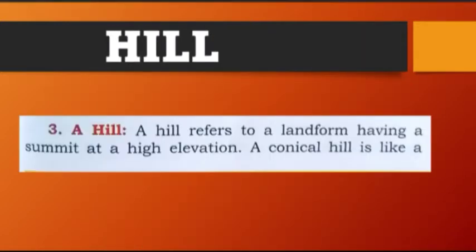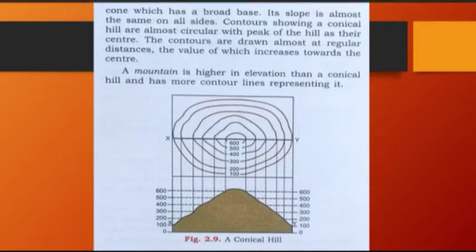Now a hill refers to a landform having a summit at a high elevation. Summit means the highest peak, at a high altitude. So a hill has its peak at the highest altitude. A conical hill is like a cone which has a broad base. This is a conical hill. You can see the broad base, okay. Its slope is almost the same on all sides.